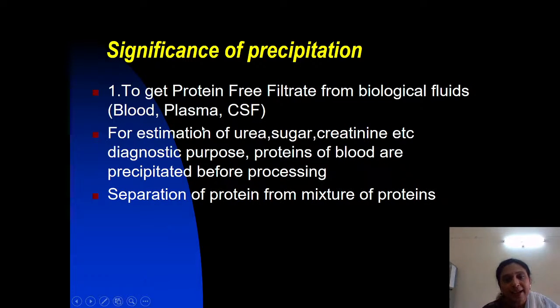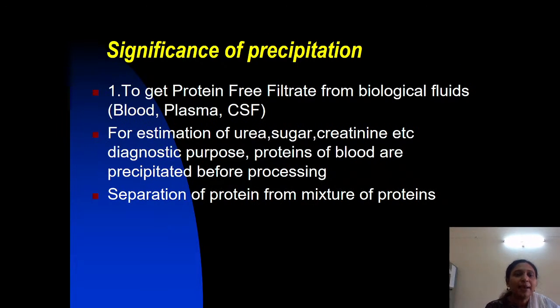So in the blood, plasma, cerebrospinal fluid, that is CSF, in order to prepare the protein free filtrate, precipitating agents are used to remove the proteins. Protein free filtrate means the filtrate should not contain protein. That means the proteins present in these biological fluids, blood, plasma, or CSF, have been removed by these precipitating agents in order to get the protein free filtrate.